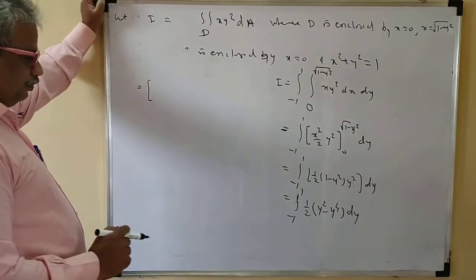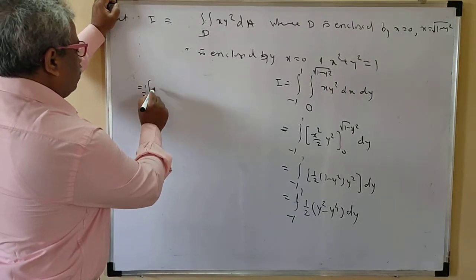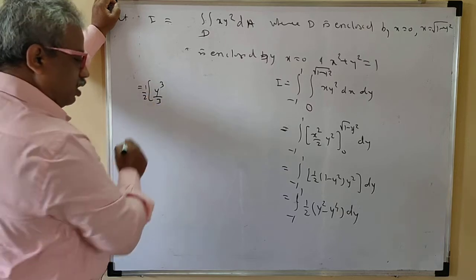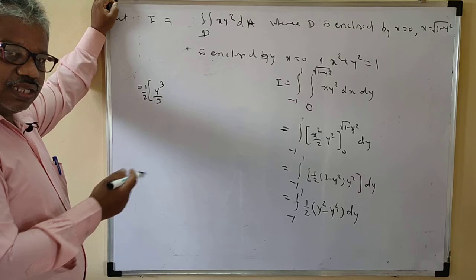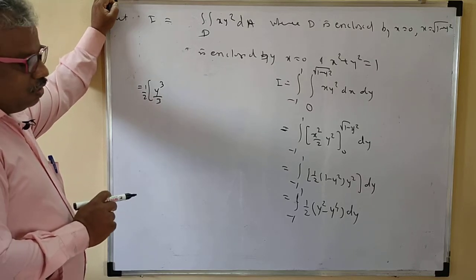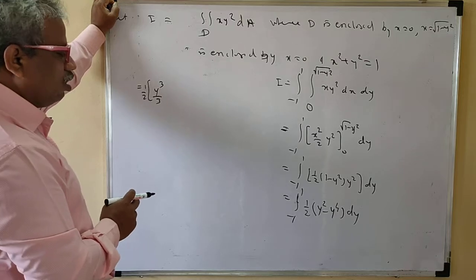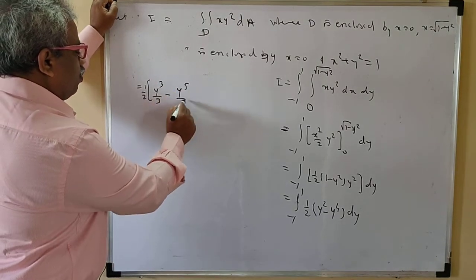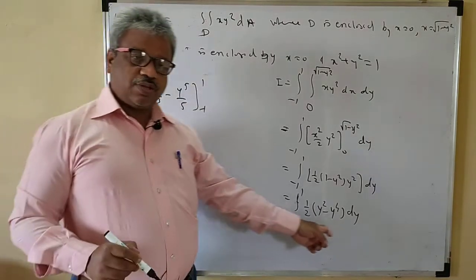Okay, so we'll evaluate the integral. This is 1 half, y raised to 3 upon 3, minus y to the power 5 upon 5, from minus 1 to 1. Note that this is even, this is not odd. If it is odd, then the value of the integration will be 0. But this is even, so it is 2 times the integration from 0 to 1. Because the function is even.